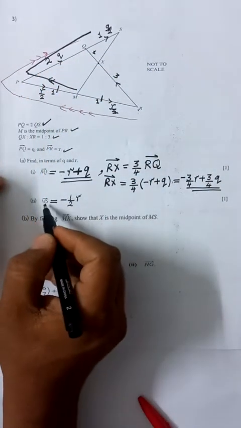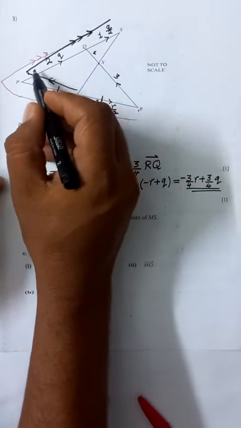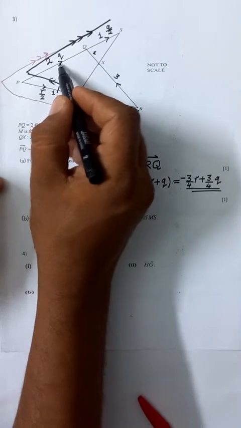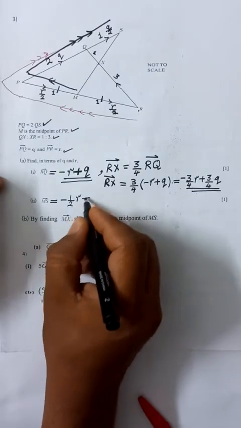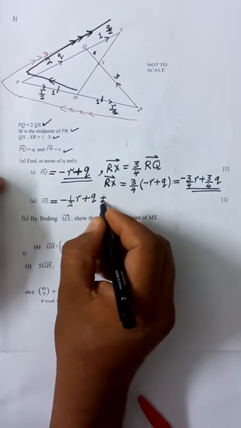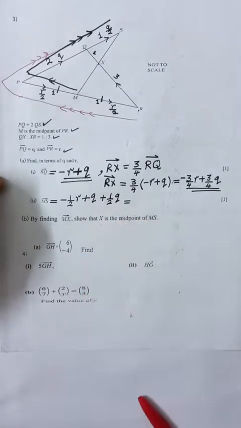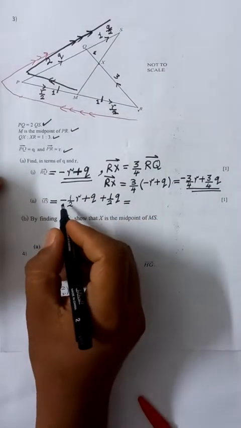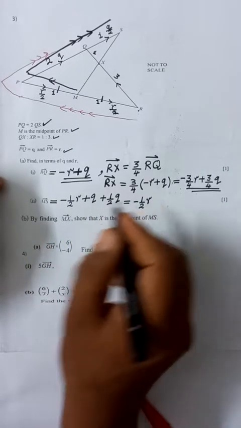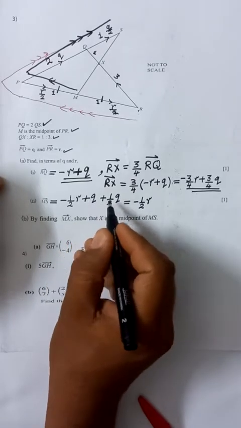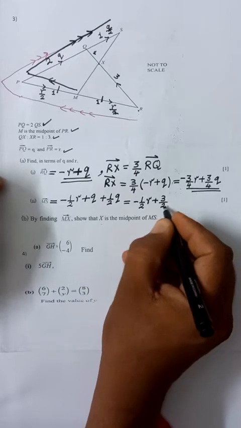I need to reach what? S. So I will go in this direction, which is the same direction as Q and Q over 2. So I will add them. I will add Q and I will add Q over 2, which is half Q. Now let us try to combine the like terms. So it will be negative half R plus 1Q and half Q. It's 1 and a half Q, which is 3 over 2 Q.